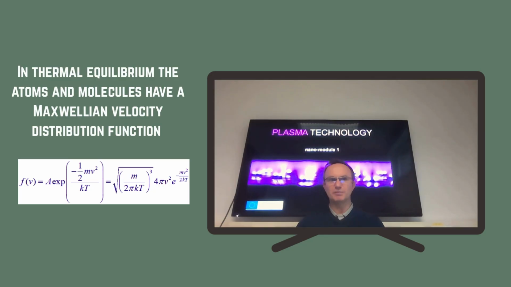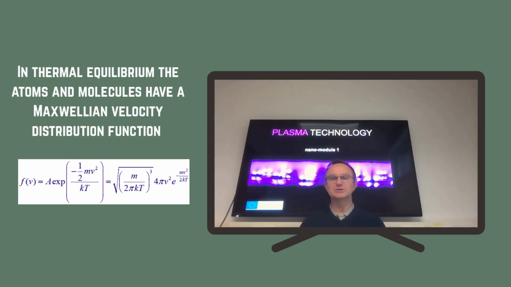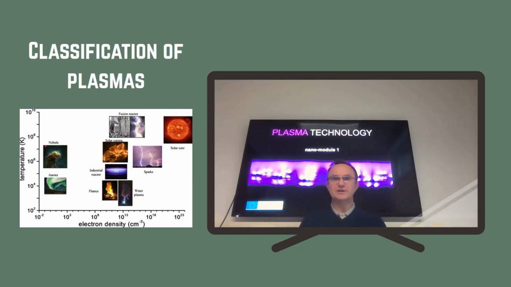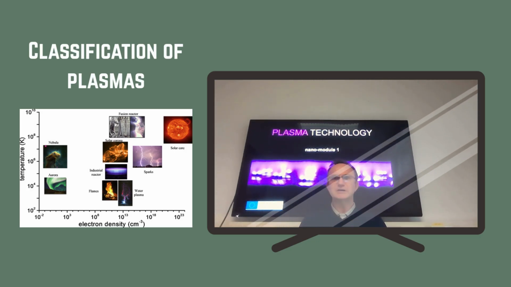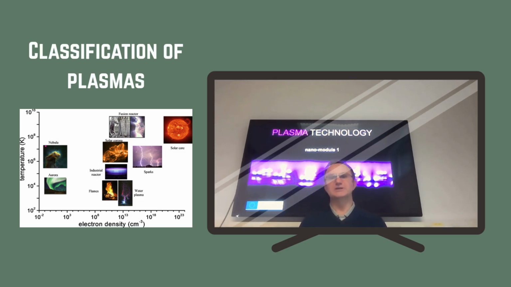If you speak about the plasma, all the particles, electrons, heavy particles, ions, they will have a velocity. There will be a probability that particles of certain velocity will be found in the discharge. And in thermal equilibrium, if the atoms and molecules have a Maxwellian velocity distribution function, and this is often the case, then that distribution function can be defined by one parameter. And that parameter we know as temperature.